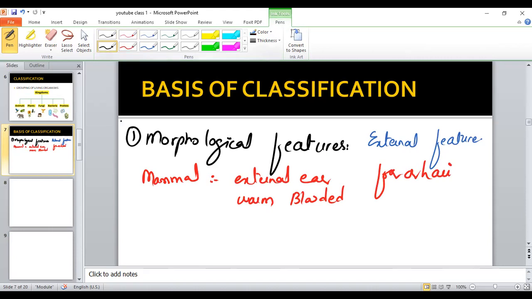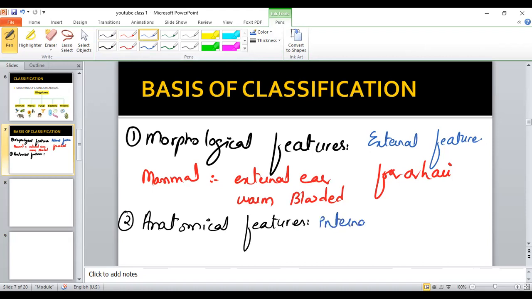Then, moving further, after morphological features, we have anatomical features also. Anatomical features are internal features, like you have to dissect the animal, dissect the plant and observe the internal features.